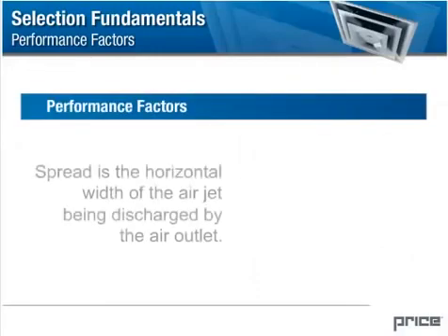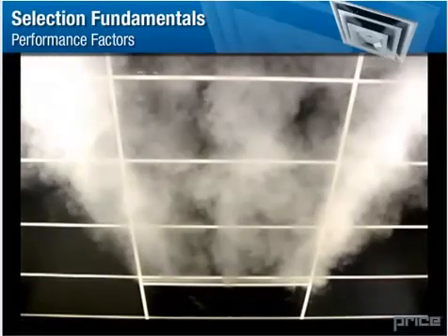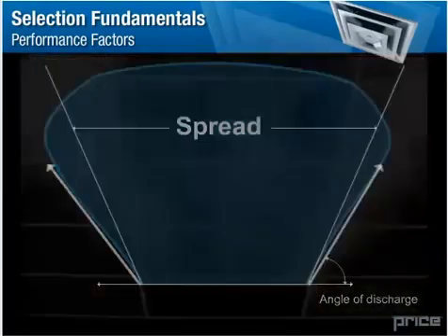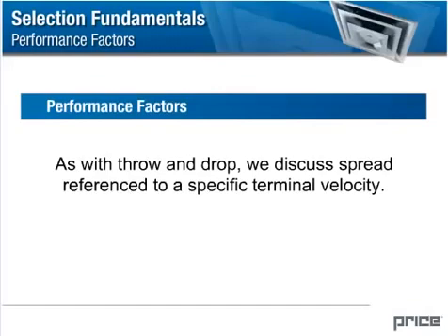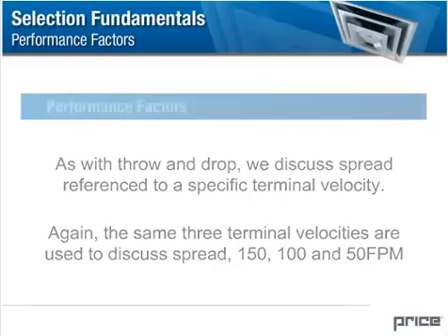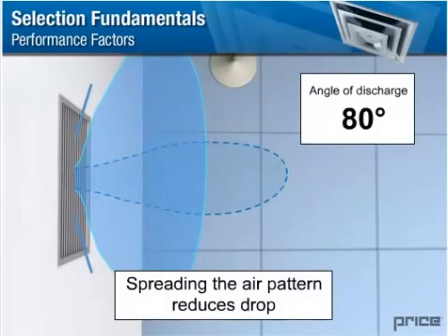Spread. Spread is the horizontal width of the air jet being discharged by the air outlet. Delivering the air in a spread pattern tends to reduce both the throw and the drop of the air outlet. As with throw and drop, we discuss spread reference to a specific terminal velocity. Again, the same three terminal velocities are used to discuss spread, 150, 100, and 50 feet per minute. Dissipating the airstream over a wider area increases entrainment and reduces the mass flow per unit surface area.